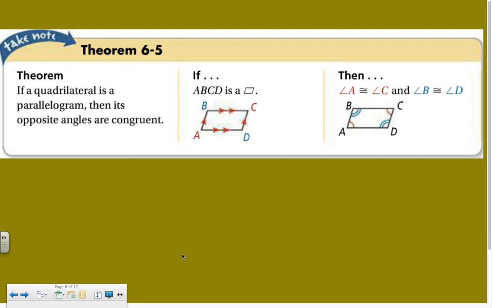Another theorem that we're going to add, another property, is that if a quadrilateral is a parallelogram, then its opposite angles are congruent. So if ABCD is a parallelogram, then angle A is congruent to angle C, and angle B is congruent to angle D. Pause the movie, add it both to the front side and the inside of your purple packet, and press play when you're finished.